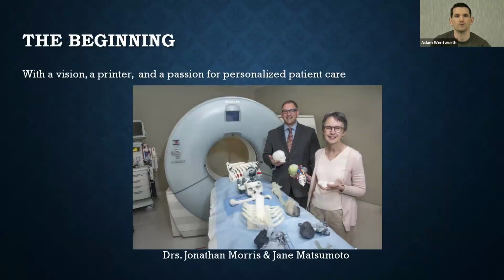Our director, Jonathan Morris, and past co-director Jane Matsumoto started the lab 17 years ago. The first case was a pair of conjoined twins that they helped through medical illustration and a 3D printed model of a liver to successfully separate those twins. It was a slow trickle of clinical cases after that, but with their vision, it gradually increased.